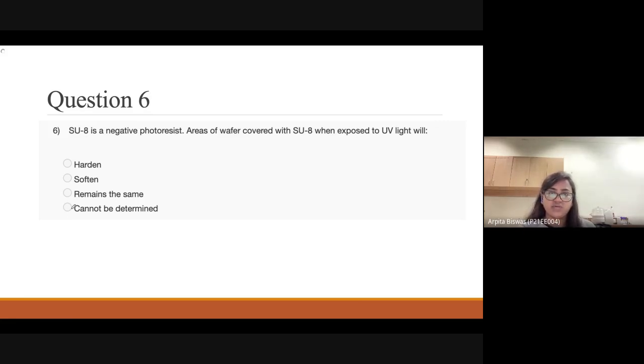Areas of wafer covered with the SU-8 when exposed to the UV light will: first, harden; second, soften; third, remain the same; and the fourth one is cannot determine. So please go through the question carefully and try to solve the question. What is the right answer?